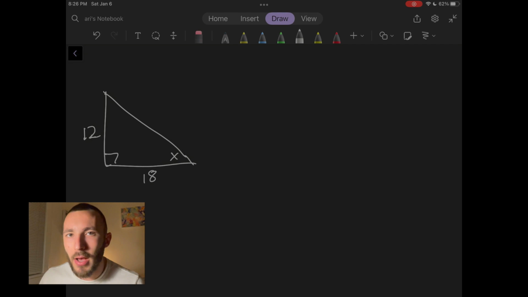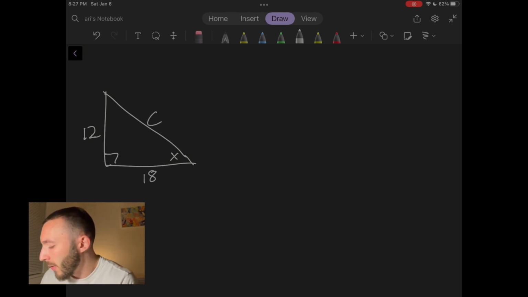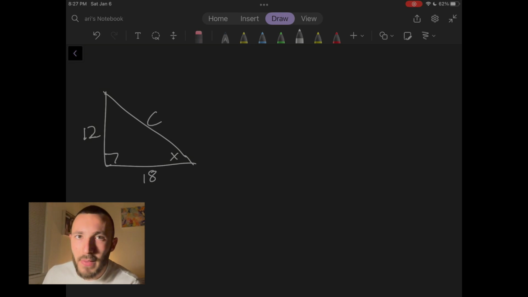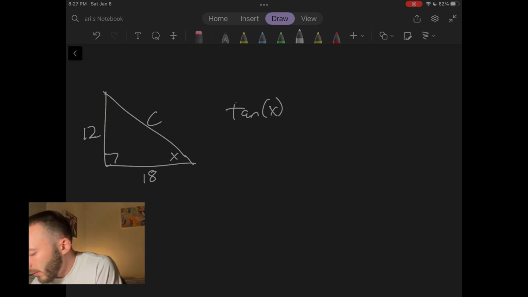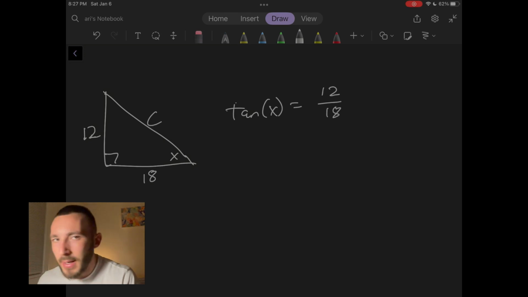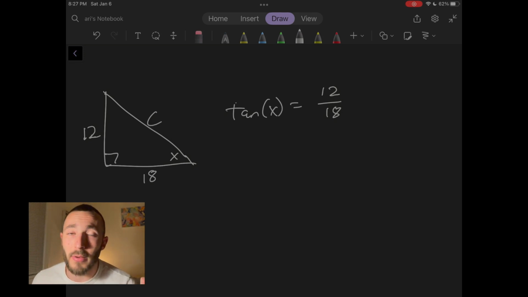With this one, we have an unknown angle, x. And we're given the opposite side and we're given the adjacent side. We actually don't know the hypotenuse. We could calculate it using the Pythagorean theorem, but we don't need to in order to solve for x. What we need to say is that if we're given the opposite and the adjacent, that should scream tangent, TOA. T-O-A, tangent is opposite over adjacent. So we have tan x equals 12 over 18.